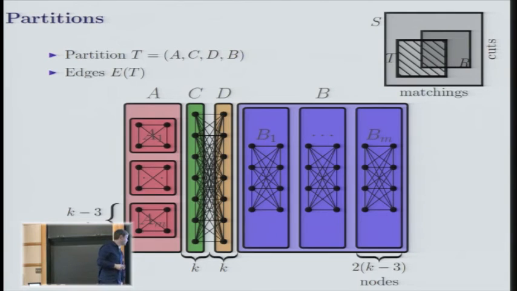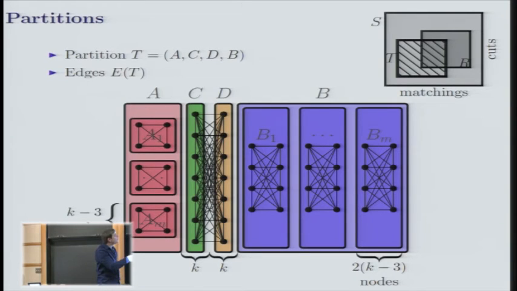Okay, good. This is actually a constant, right? So we have a constant number of nodes here, and we have a constant number of nodes in each of those blocks. So we have a linear number of blocks in total. This is important.